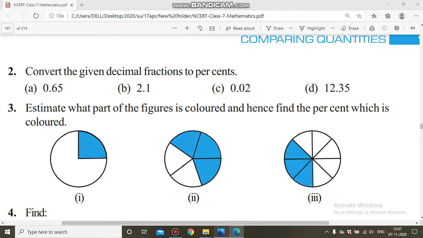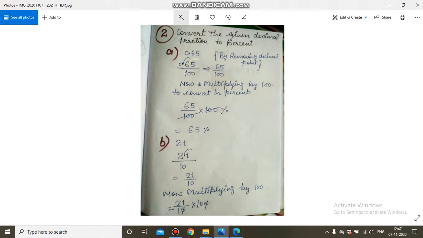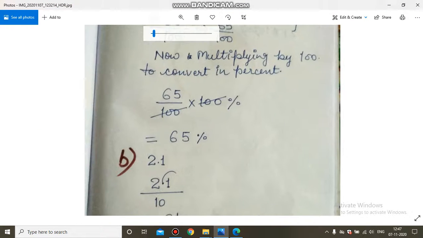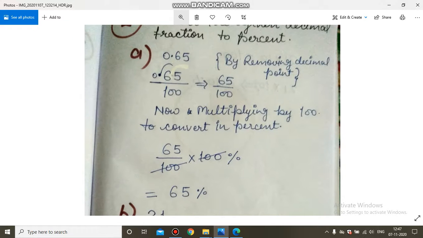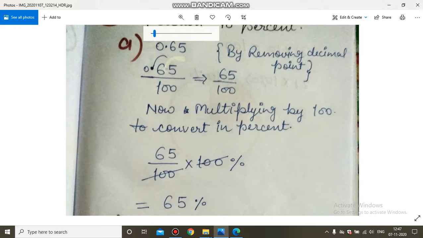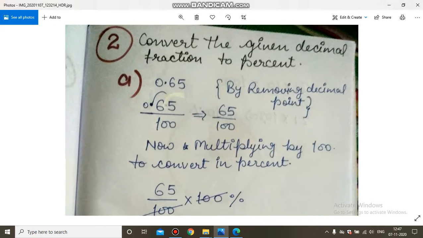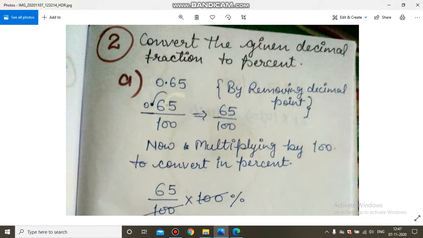Wait, I am just showing the solution of this one. You can see on your screen, it is the solution of this question second. We will solve A part first. I am solving here. You will solve the A part first. You can see, convert the given decimal fraction to percentage. So A part is here, 0.65.